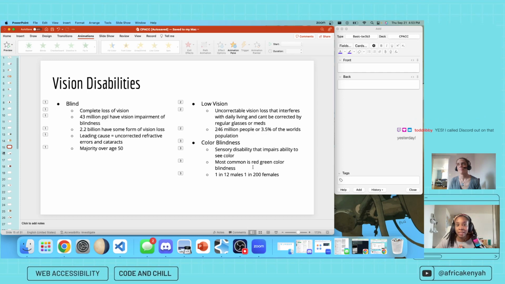Todd Libby said, date pickers are notoriously inaccessible if they are not handled properly. Maybe that'll be something we actually talk about once we start coding, how to create an accessible date picker. That could be something really interesting. Todd Libby also said, yes, I called Discord out on that yesterday.